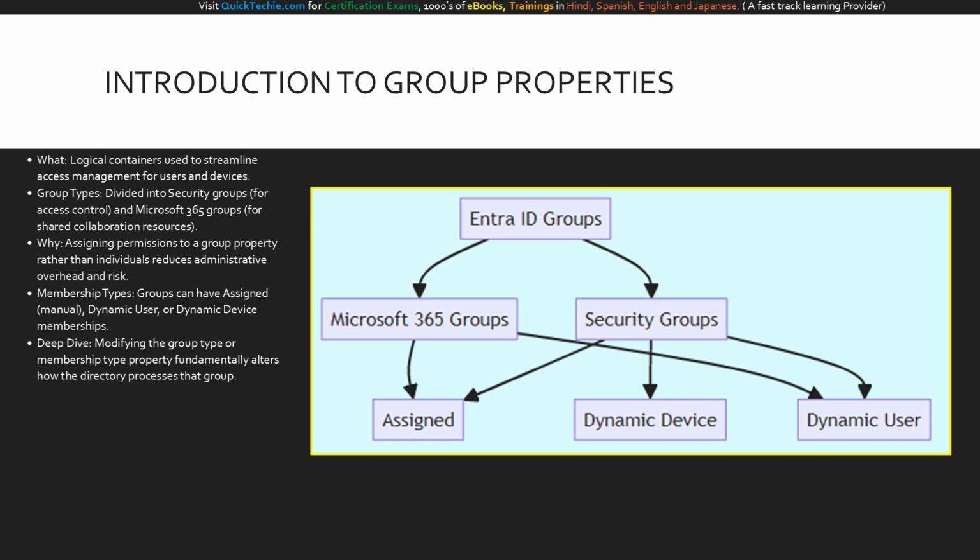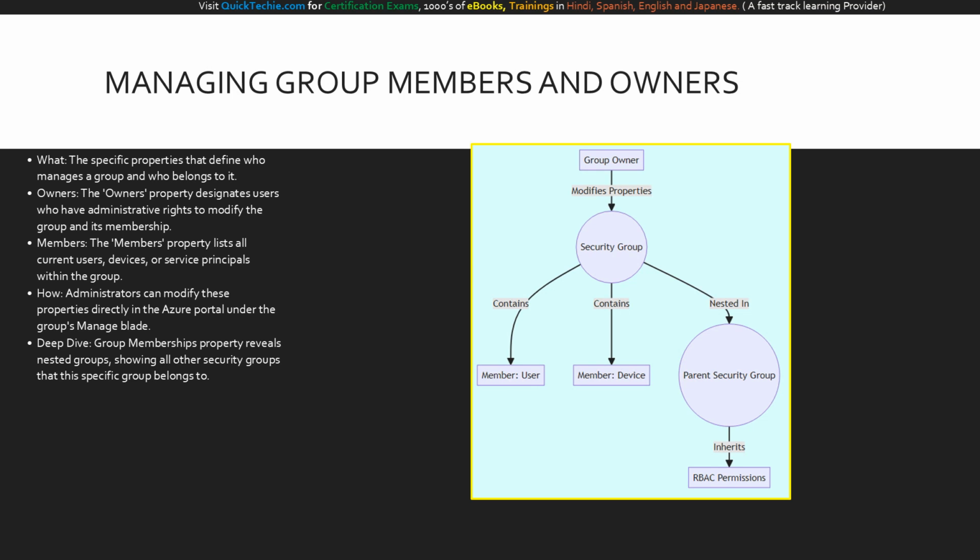This visual clearly maps out the architectural constraints and options you have when configuring group properties. Let's focus on two specific, highly important group properties on Slide 5, members and owners. What are they? They are the attributes defining who controls the group and who is in it. As our second point states, the owners property designates users who can modify the group's settings and add or remove people. The members property simply lists all current entities within that group.